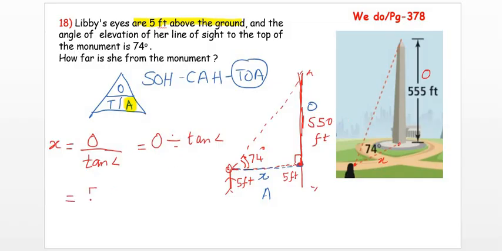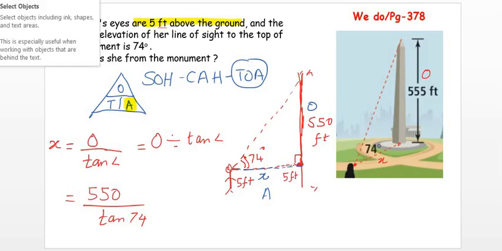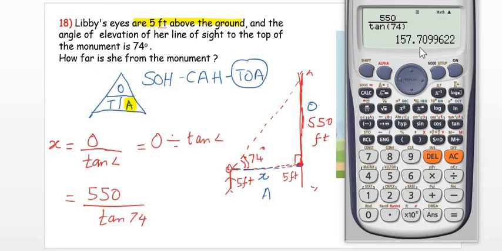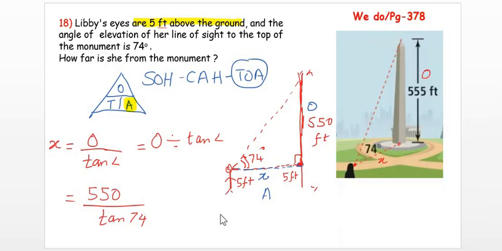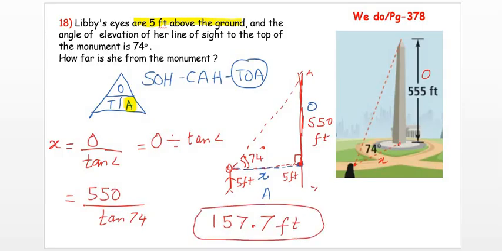So opposite is actually now 550. It's not 555. Divide it by tan of the angle. And what is the angle? Here it's 74 degrees, right? Put all of it on the calculator and let's get the answer. You can see from here it's becoming 157.7. You can write 157.1 or 157 depending on the question, how many places you have to round it. So it's 157.7 feet, right? So she is 157.7 feet away from the building. Clear? Let's solve the next question.